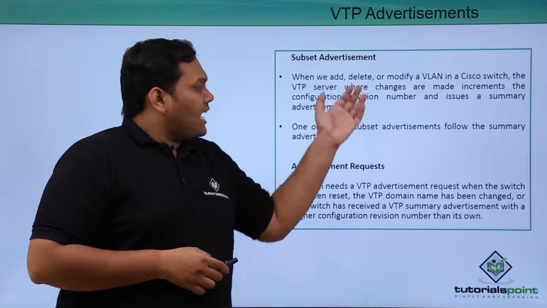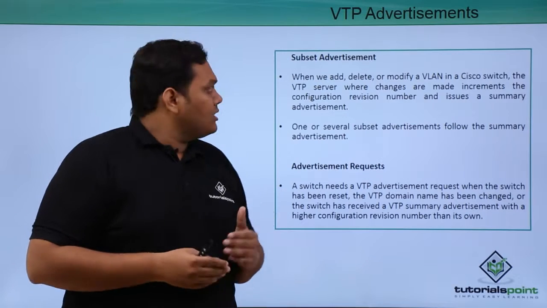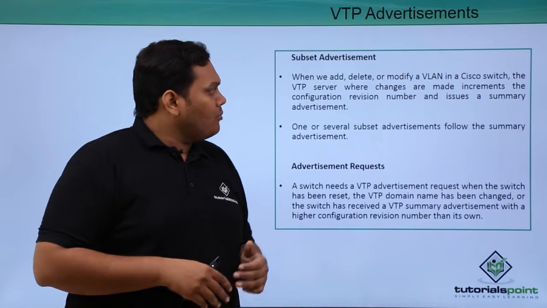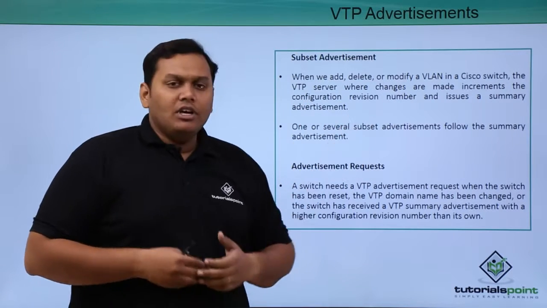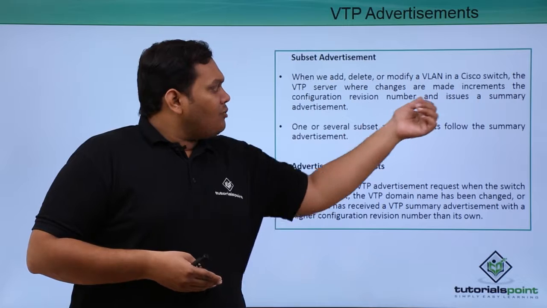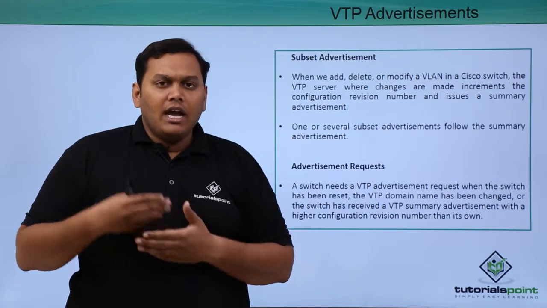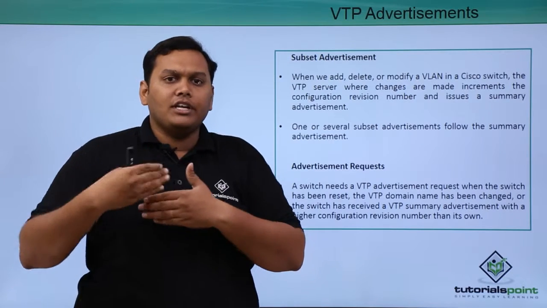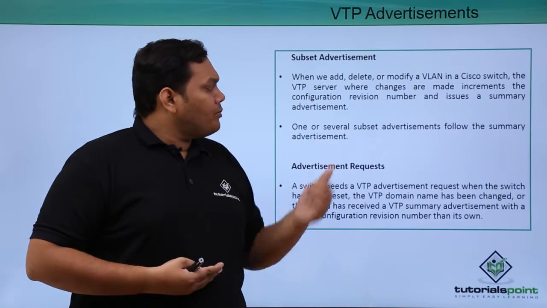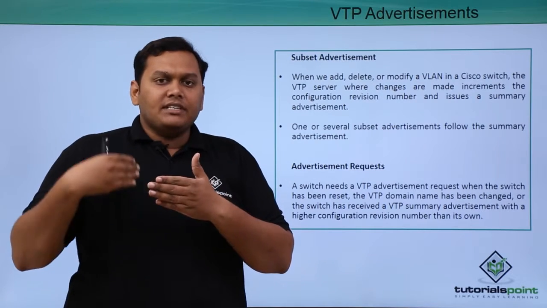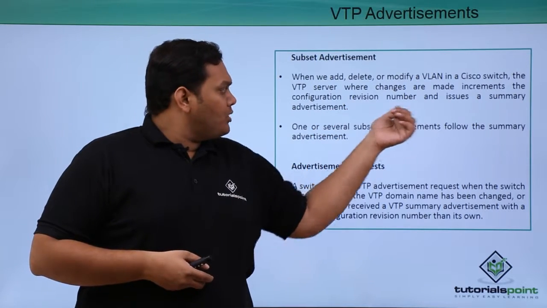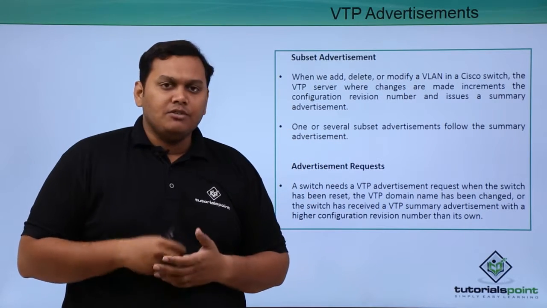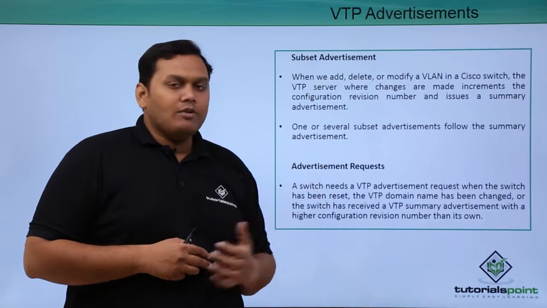So, this is about the summary advertisements. Coming to the subset advertisement, which is the second type: when we add, delete or modify a VLAN in a Cisco environment or a switch, the VTP server where changes are made increments the configuration revision number and issues a summary advertisement. So, as soon as any VLAN is added or deleted, the revision number is incremented and issued as a summary advertisement. One or several subset advertisements then follow the summary advertisement.